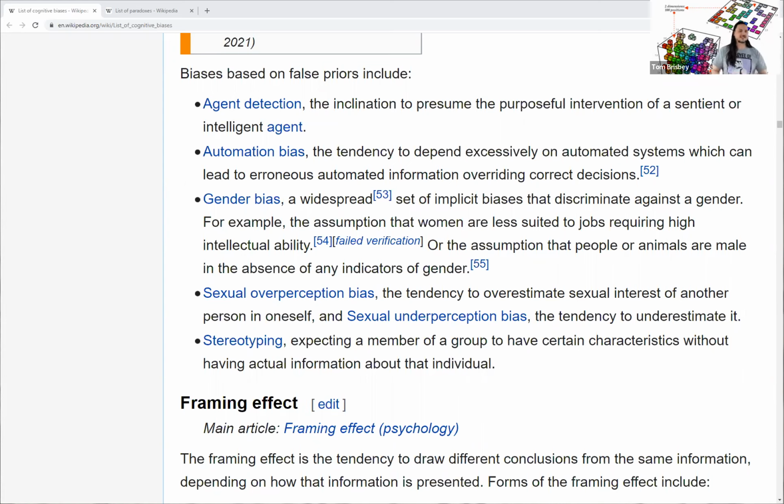But enough of that. That's a different lecture to go into why that is true. But stereotyping, expecting a member of a group to have certain characteristics without having actual information about that individual.